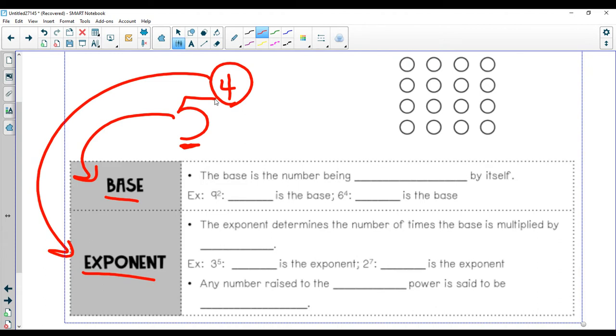So 5 to the 4th power is not 5 times 4. That's where your biggest mistake's going to come in. You're going to try to do 5 times 4. What is 5 times 4? 20. It is not equal to 20. What this means is 5 times 5 times 5 times 5. And if I put that in my calculator, 5 times 5 times 5 times 5, what do I get? Put it in your calculator.